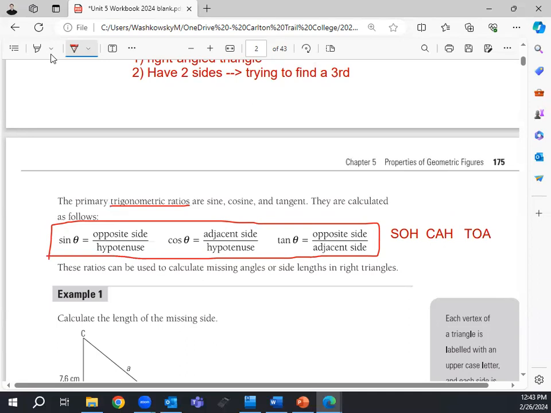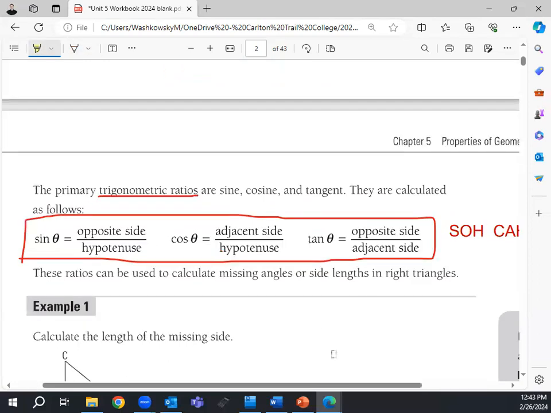So what does this mean again? As a quick reminder, SOHCAHTOA: the SOH is saying that the sine is equal to the opposite over the hypotenuse. CAH means cosine is adjacent over hypotenuse. TOA, tangent is equal to opposite over adjacent. It's looking at those first letters of all of them.